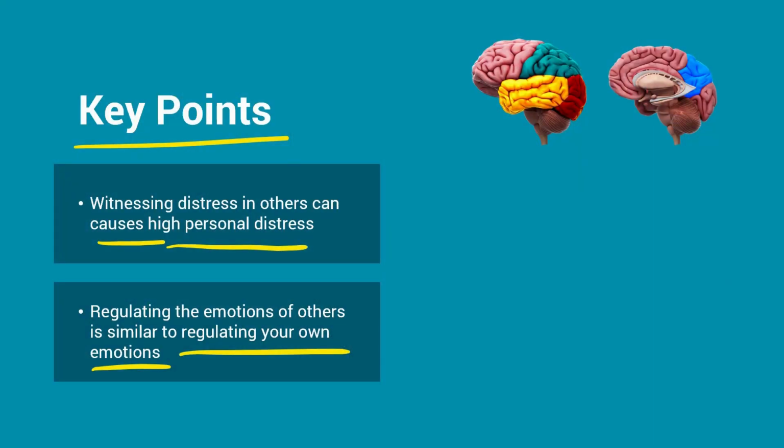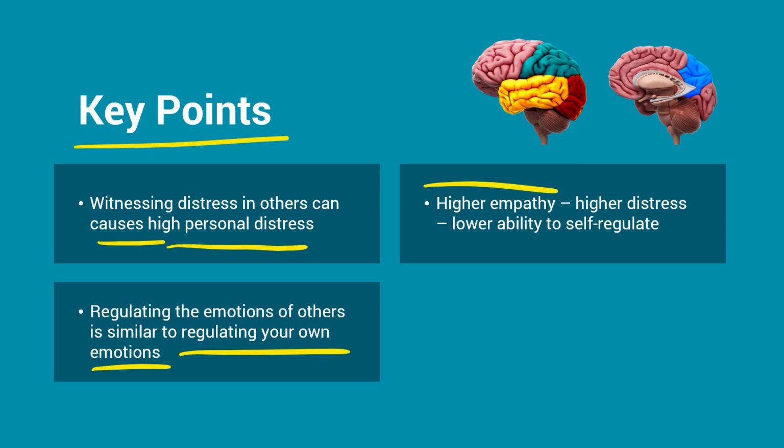Then another interesting thing that they found was that people with higher empathy also tended to experience higher distress and also tended to have a lower ability to self-regulate. So this comes from them also applying some questionnaires and doing other tests as well to check the level of empathy that people tended to have and how they then responded to these tests through the research. Now, this is important because having a high level of empathy isn't a bad thing, but it is something that we need to realize about ourselves.